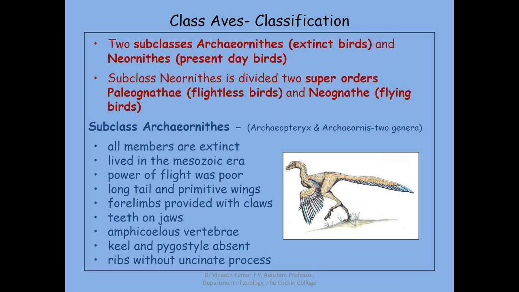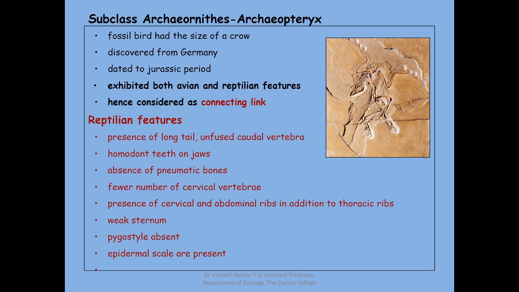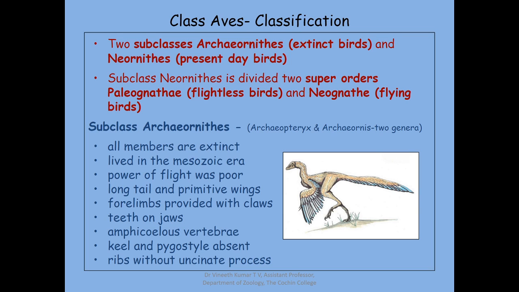The example under this subclass is Archaeopteryx, the extinct bird. Only the fossils of this particular group are available, and all the details which we are going to see are from these fossil evidences. There are many pictures, and the picture that you see here is a diagrammatic representation.